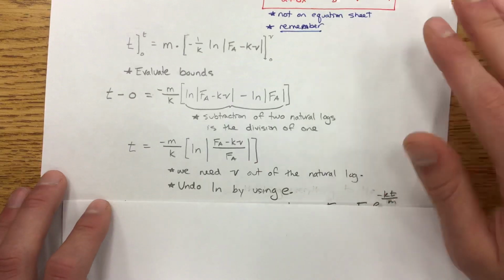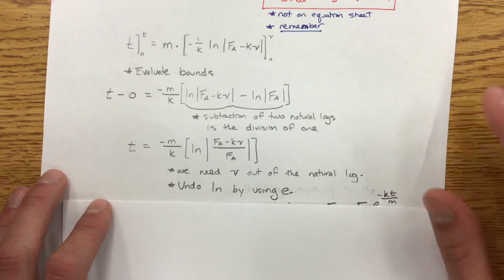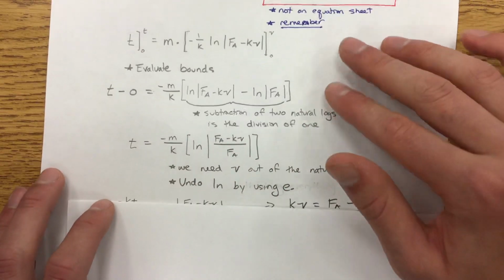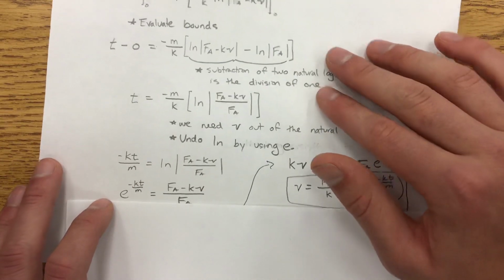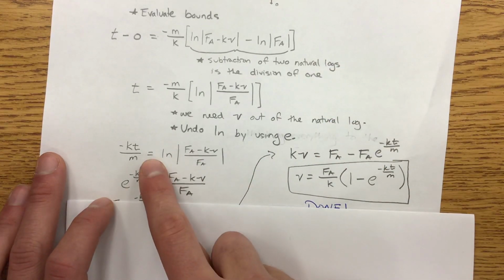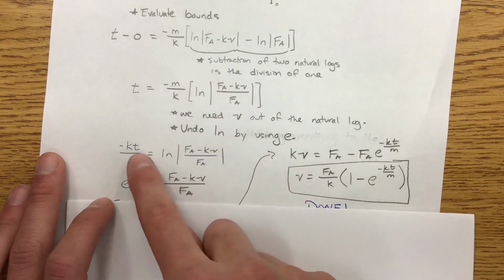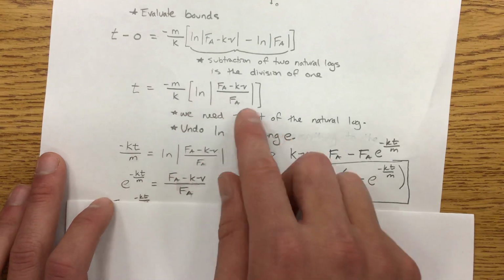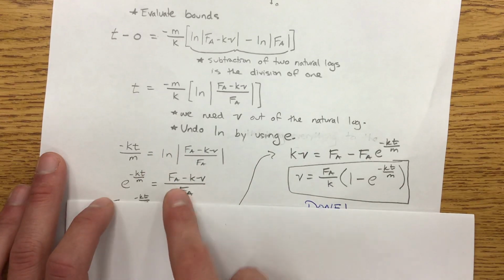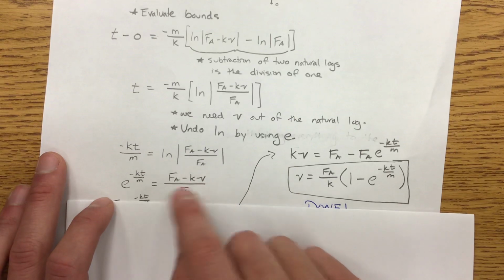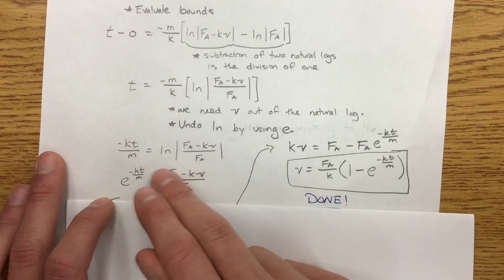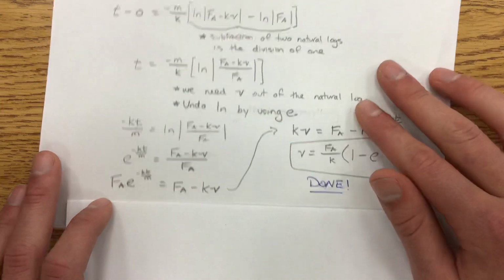So I'm going to use e. I'm going to take each side to e. And what I end up getting on this left side, and I also brought k over m over here just so it makes it easier to isolate this, is e to the negative kt over m is equal to F sub A minus kv over F sub A. We are able to undo the natural log by using e here.